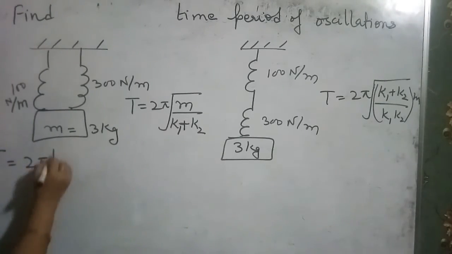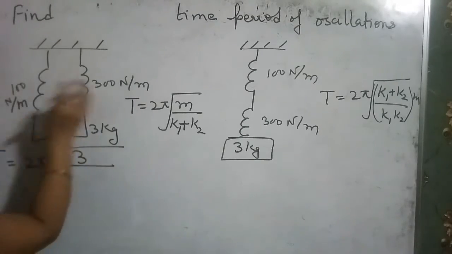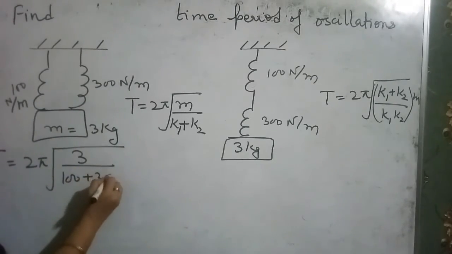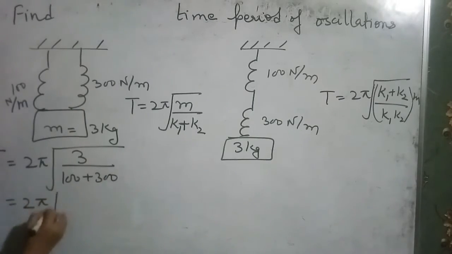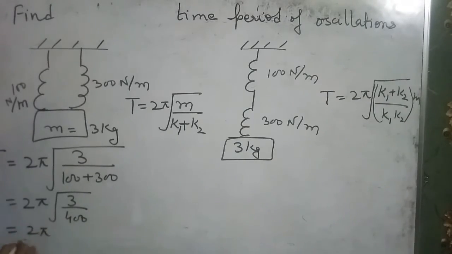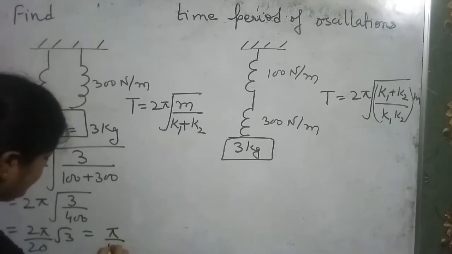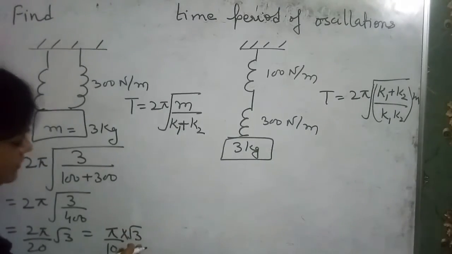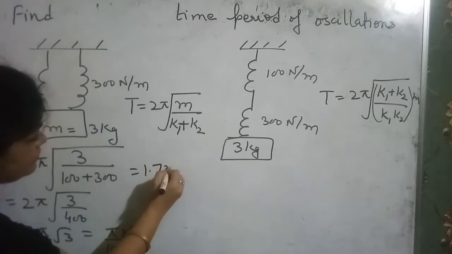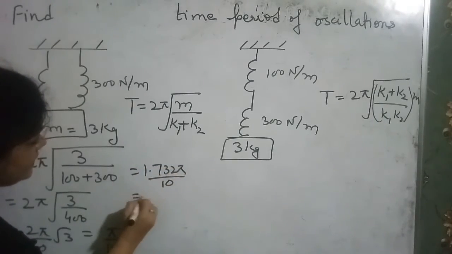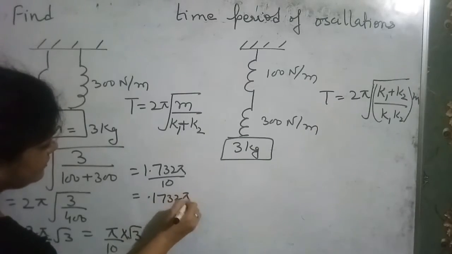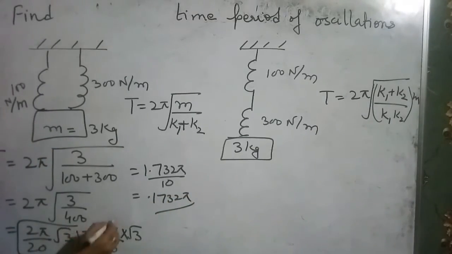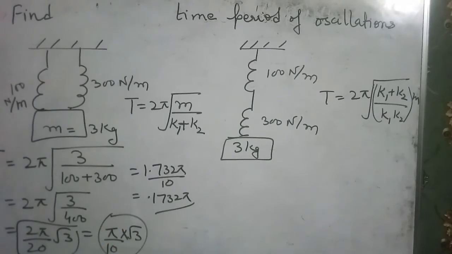2 pi under root m, we will put 3, K1 plus K2, that is 100 plus 300. So ultimately we have 2 pi under root 3 by 400. Now from 2 pi, we take out this, we get 20 under root 3, that is pi by 10 under root 3. We know the value of under root 3 is 1.732, into pi by 10, that is 0.1732 pi, and we can leave it as it is if you don't want to solve it.